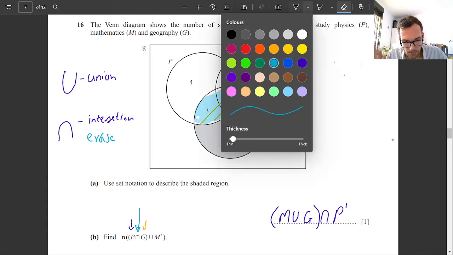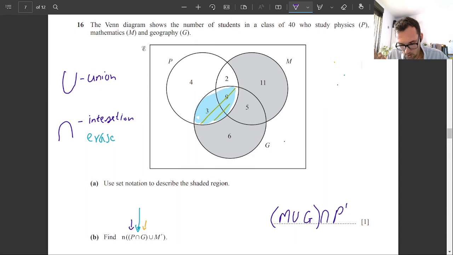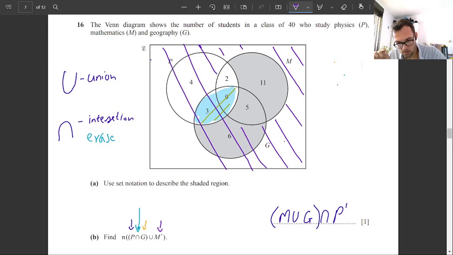Next, we got the complement of M. So that refers to everything outside of M. So let me just show what's everything outside of M. All right, so now for everything outside of M. Now we got everything outside of M.